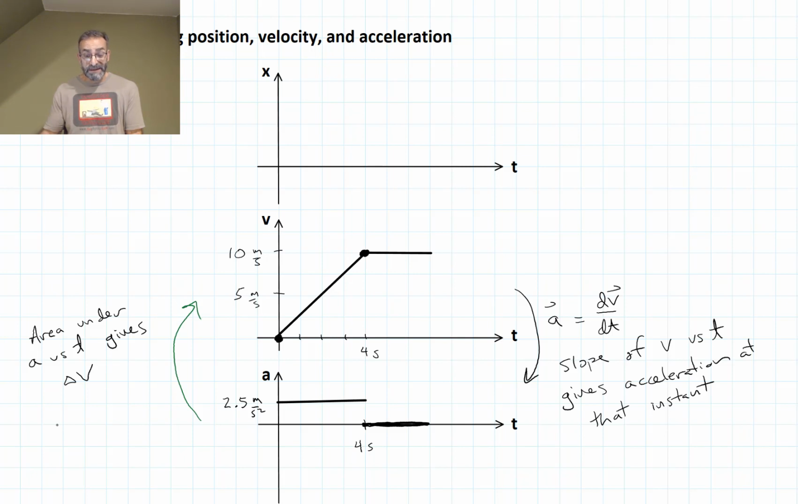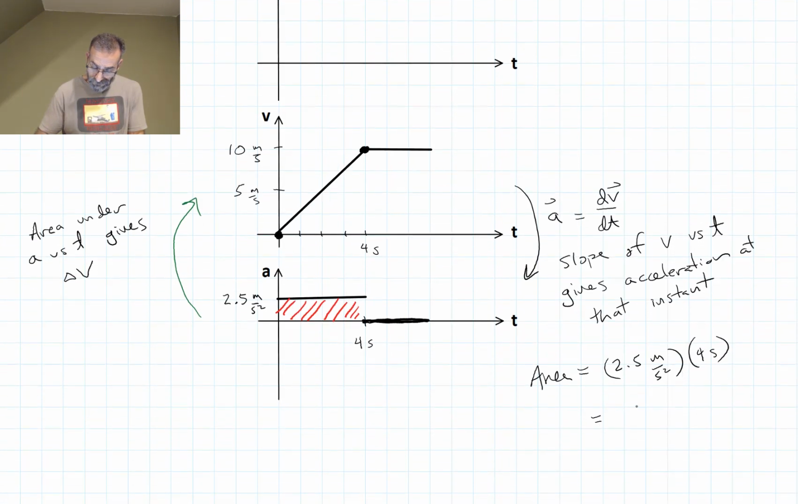Should we check? What do we get for the area under our acceleration versus time curve between 0 and 4 seconds? The area, it's just a rectangle. The area is just 4 seconds times 2.5 meters per second squared. The area is 10 meters per second. So delta v, that's the area under the acceleration versus time curve. So that is equal to delta v.